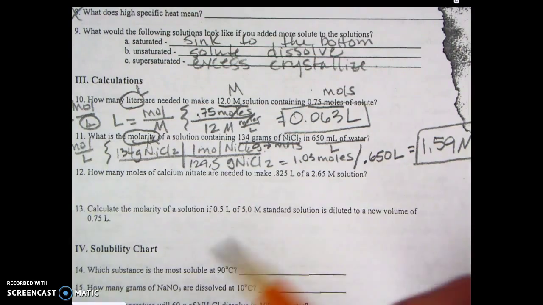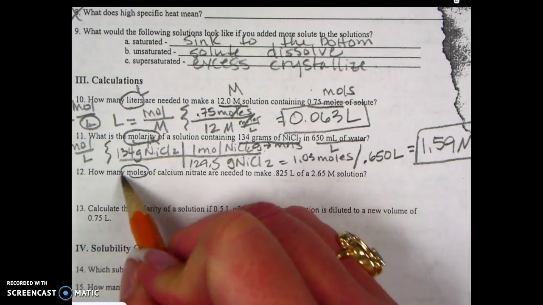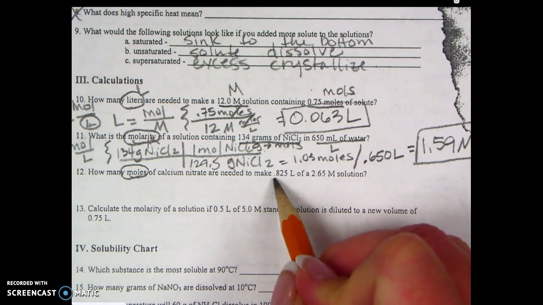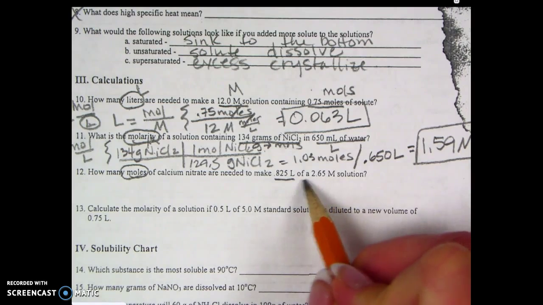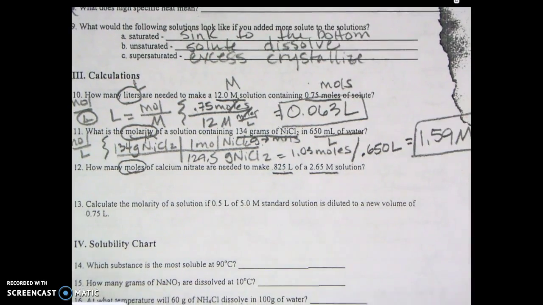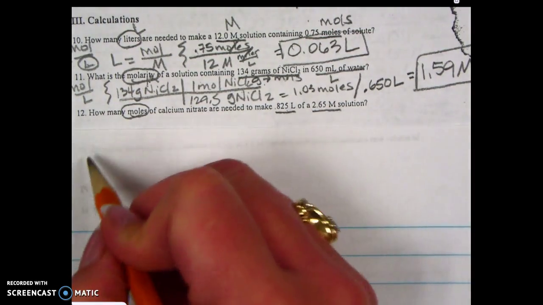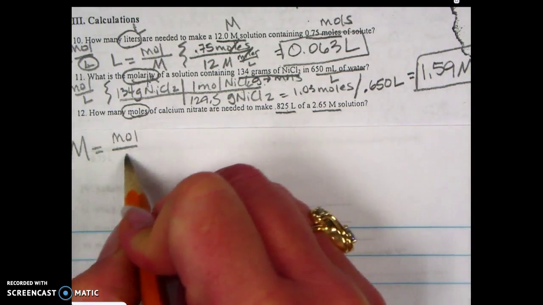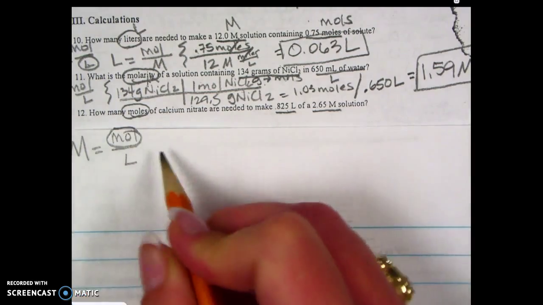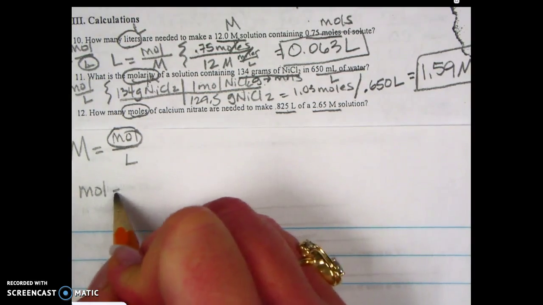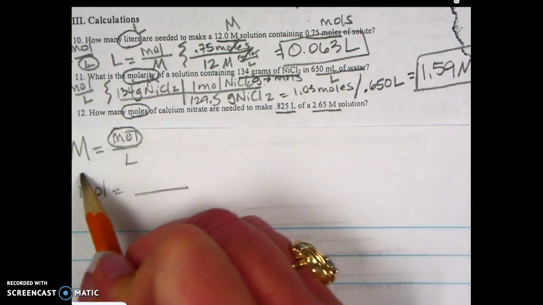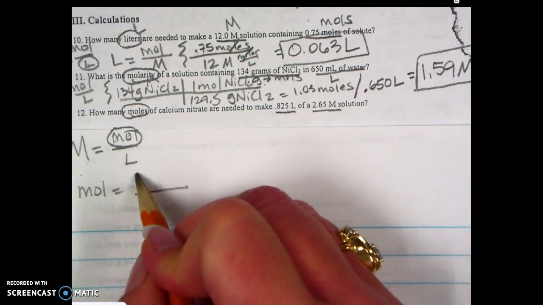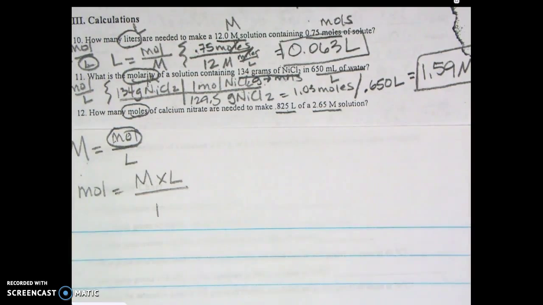Okay, so let's do the next one. How many moles of calcium nitrate are needed to make 0.825 liters of a 2.65 molar solution? That little area is too small for me to write, so I'm going to write it here. So we have molarity equals moles divided by liters. I'm looking for moles. I put moles by itself. Anything my unknown would multiply with, which is 1 in this case, becomes the denominator. The rest goes on top.